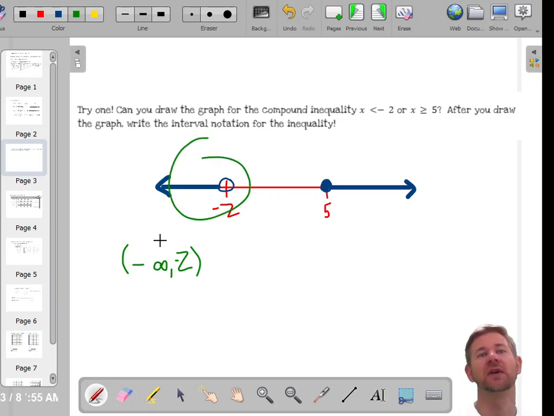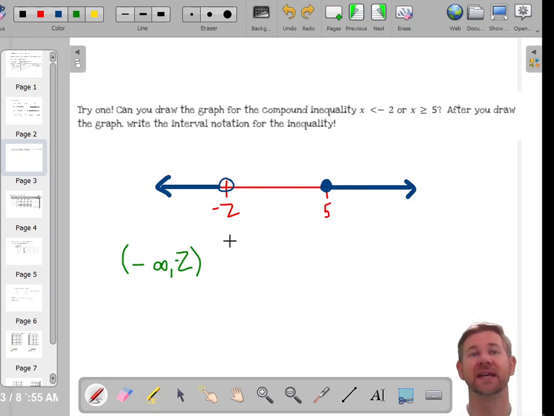So this interval is saying negative infinity to -2. The farthest left it goes is negative infinity, and then to -2. And then we're going to pick up our pencil, so we use the union symbol, that's a set notation. Since 5 is a closed circle, we use a bracket, 5. And then it goes forever to the right, so we say 5 to infinity.